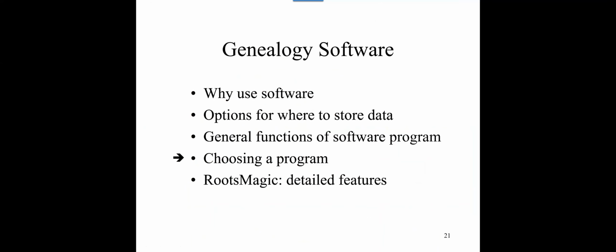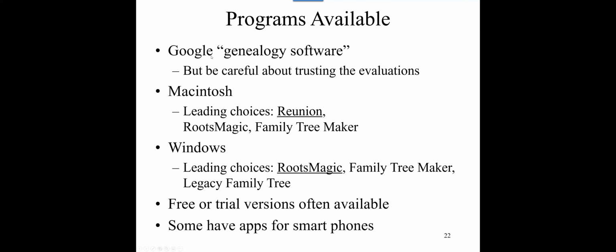So how do you go about choosing a program? I'm not going to give you any specific links. If you want to find the programs, you can easily use Google or another search engine. But if you Google genealogy software, it will bring up a lot of pages that list the available software. And there are literally dozens, if not hundreds, of programs.